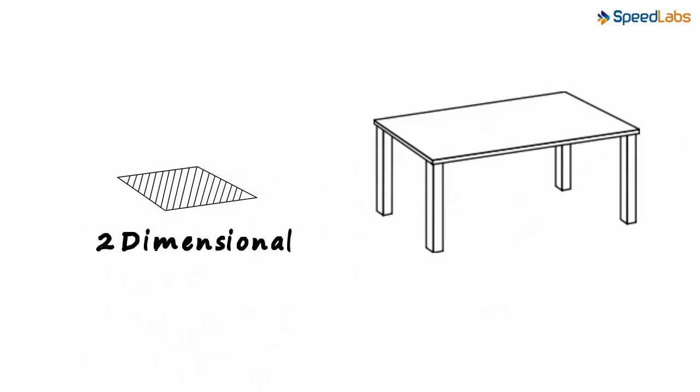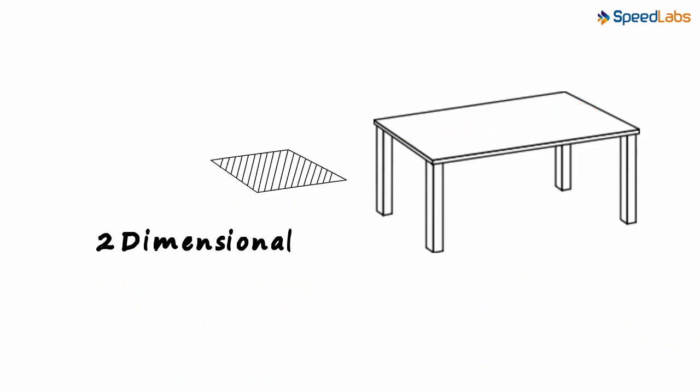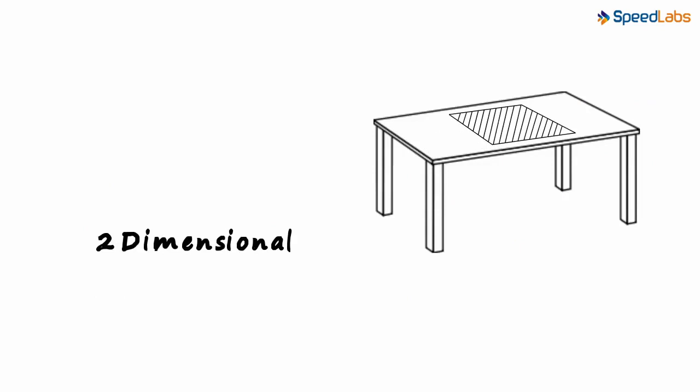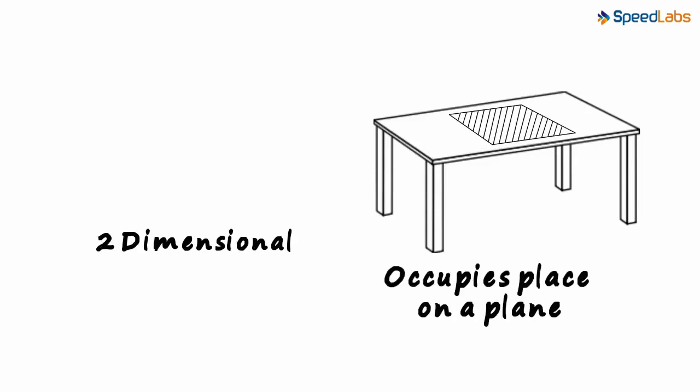This is a plain sheet of paper which is two-dimensional. And this is a table with a flat top. If this paper is kept on the table, it will occupy some place on the table. In short, it will occupy some place on a plane surface.